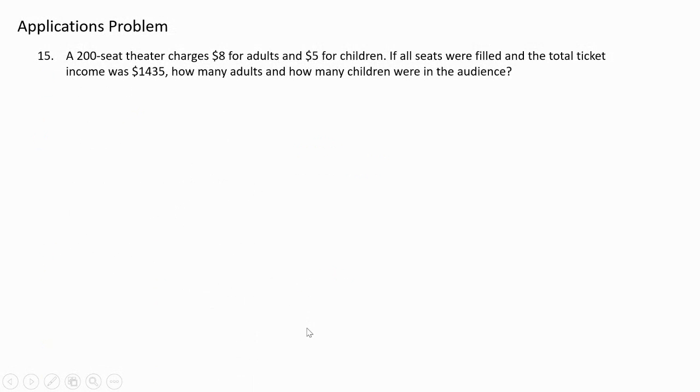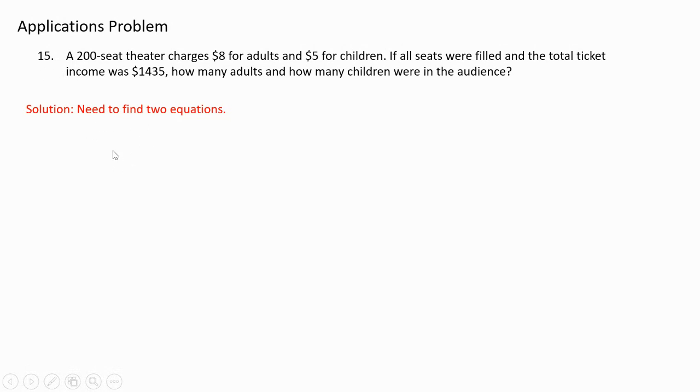Okay, now how do we use these types of problems in a real life situation? Well, here's an example. It says here, a 200-seat theater charges $8 for adults and $5 for children. If all seats were filled and the total ticket income was $1,435, how many adults and how many children were in the audience? So what's my solution? My solution is I need to find two equations.